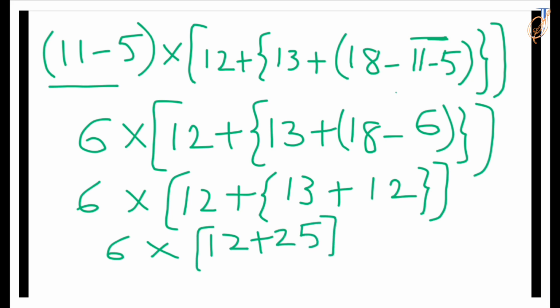And here again you have big brackets. So you have to solve first. 12 plus 25 is 37 times 6. 37 times 6 is 222.